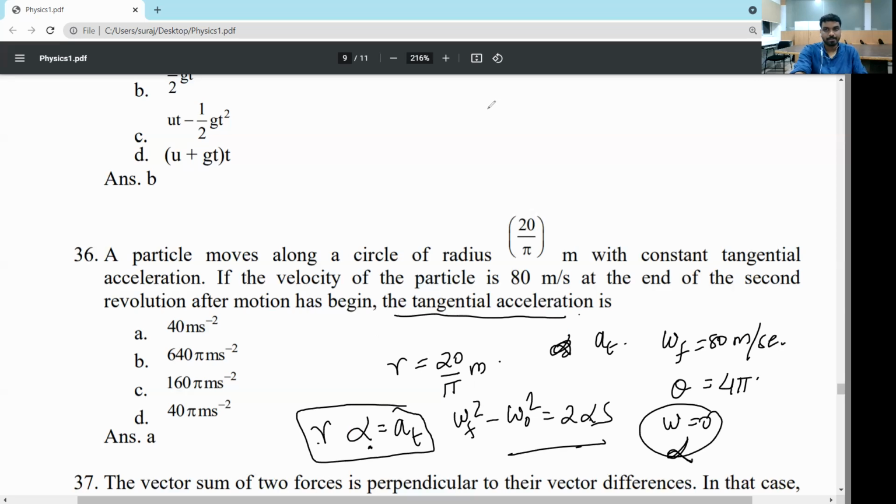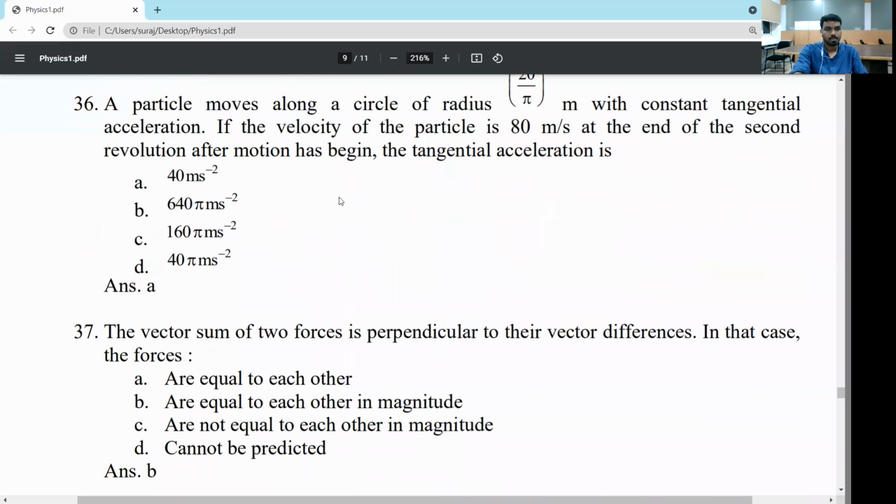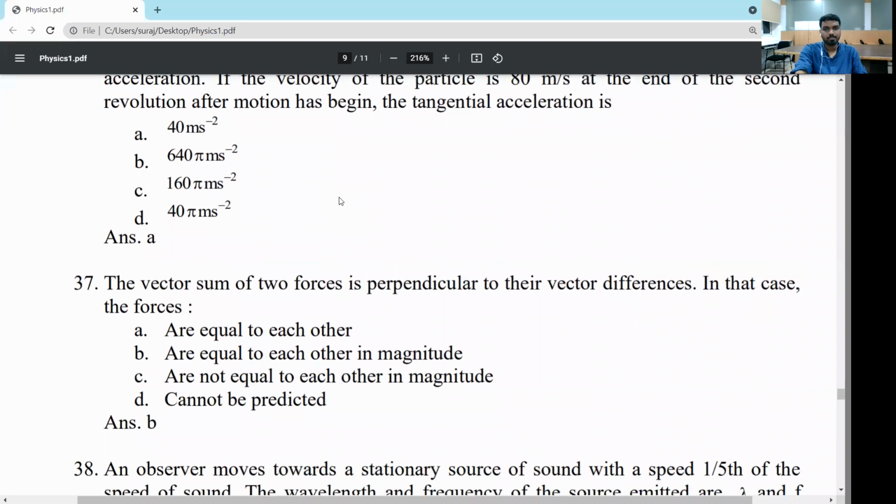Next, question number 37. The vector sum of two forces is perpendicular to their vector difference. In that case, the forces are equal to each other in magnitude. Yes, obviously they will be equal to each other in magnitude.